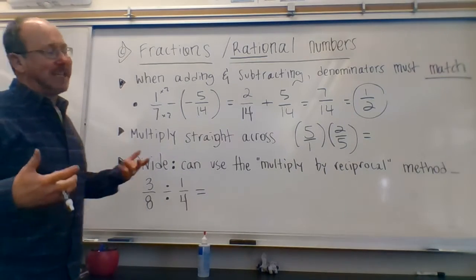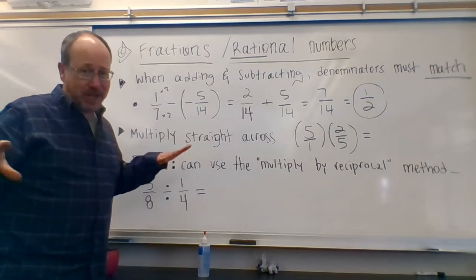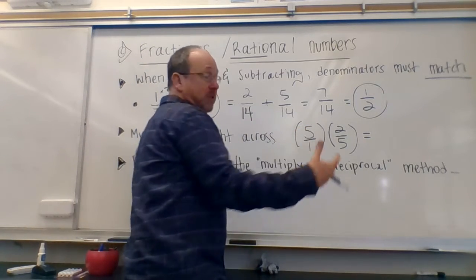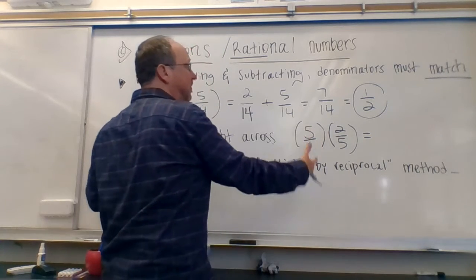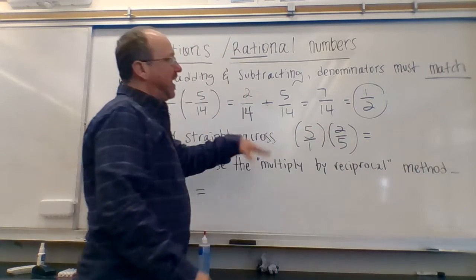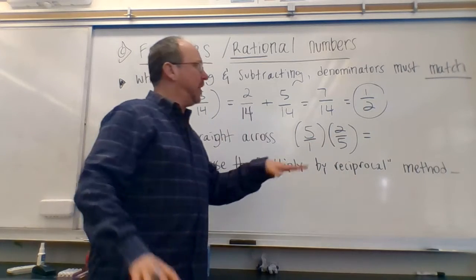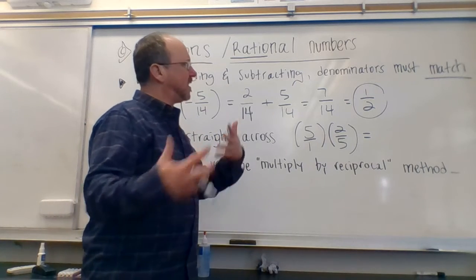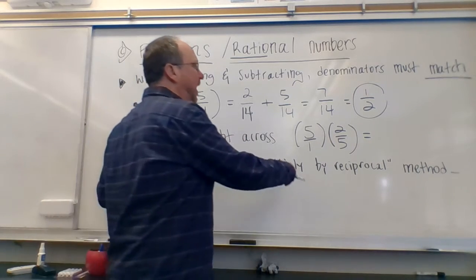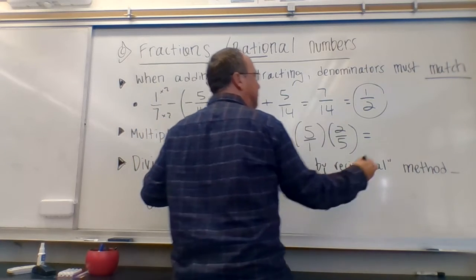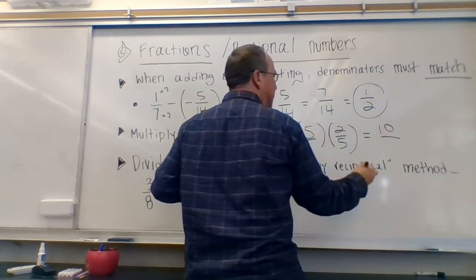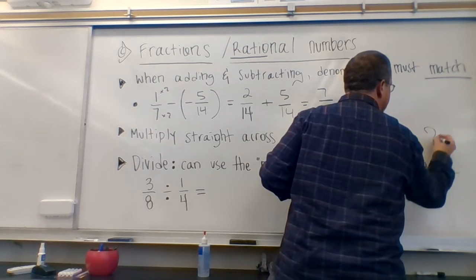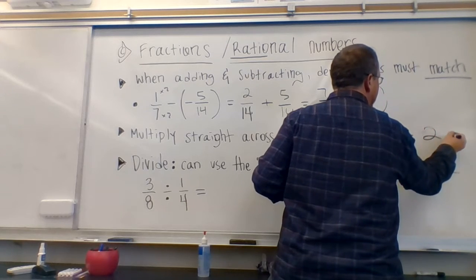Multiply. Multiply is actually the easiest one. You just multiply straight across, right? Numerators and denominators. Here I'm saying 5/1, which is 5, right? I just wanted to write it like that, 5/1 times 2/5. And in a way, multiply, you can also say of. So it's like saying, what's 2/5 of 5, right? What is 2/5 of 5? And multiplying straight across, 5 times 2 is 10. 1 times 5 is 5.